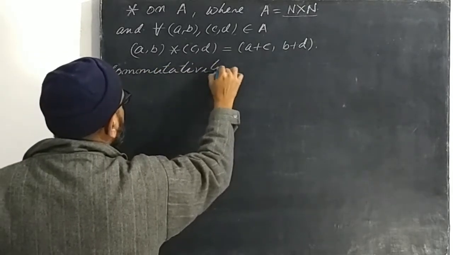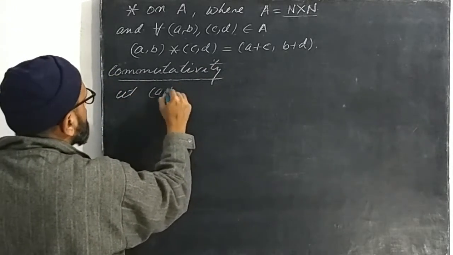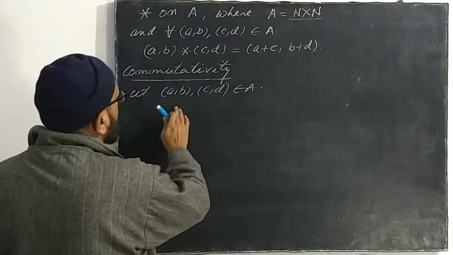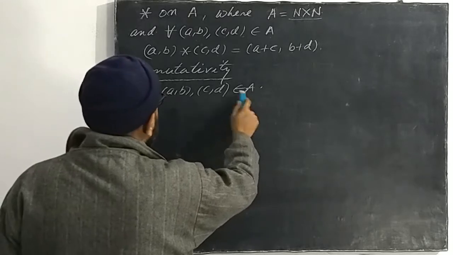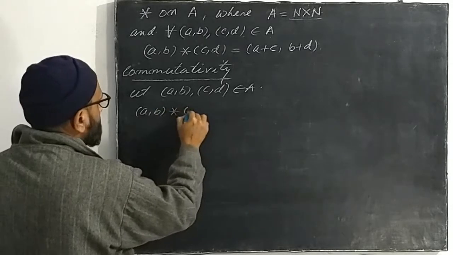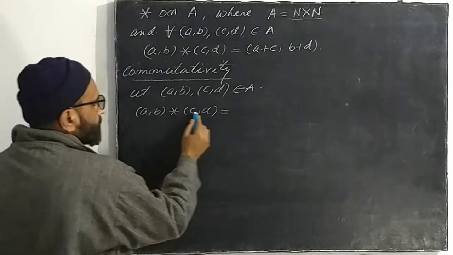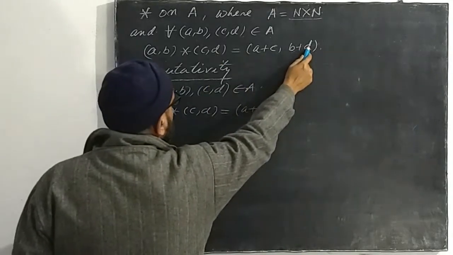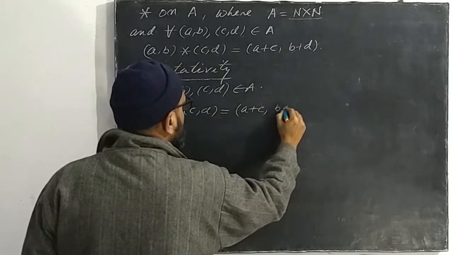commutativity. So we need two arbitrary elements. Let (a, b), (c, d) be two arbitrary elements in the set A. So (a, b) star (c, d) is equal to, according to the definition, the sum of the first elements, a plus c, and the sum of the second elements of the ordered pairs, b plus d.